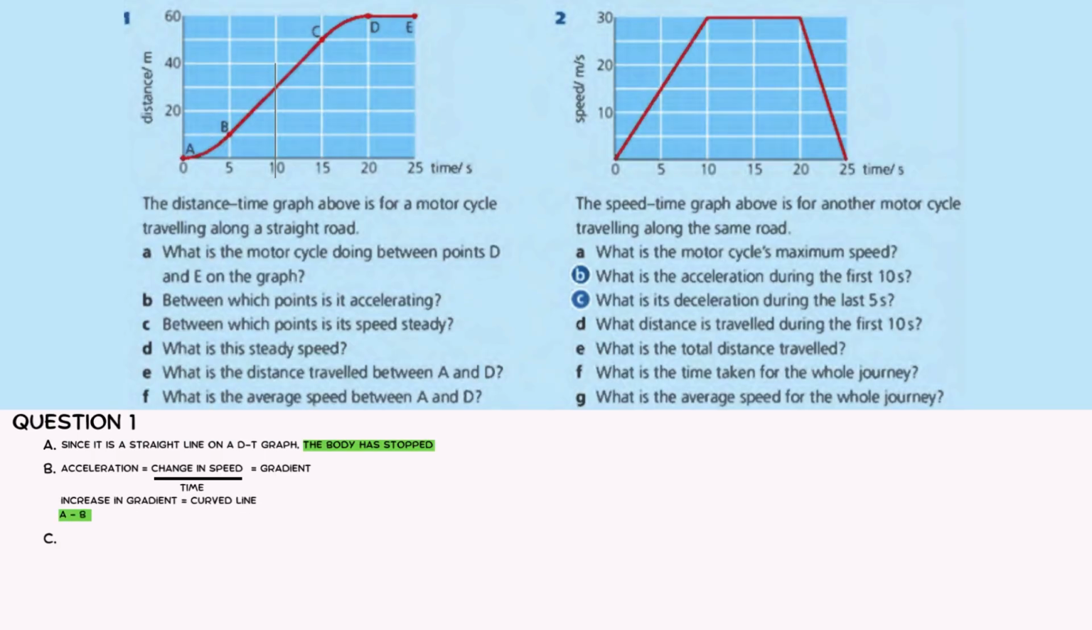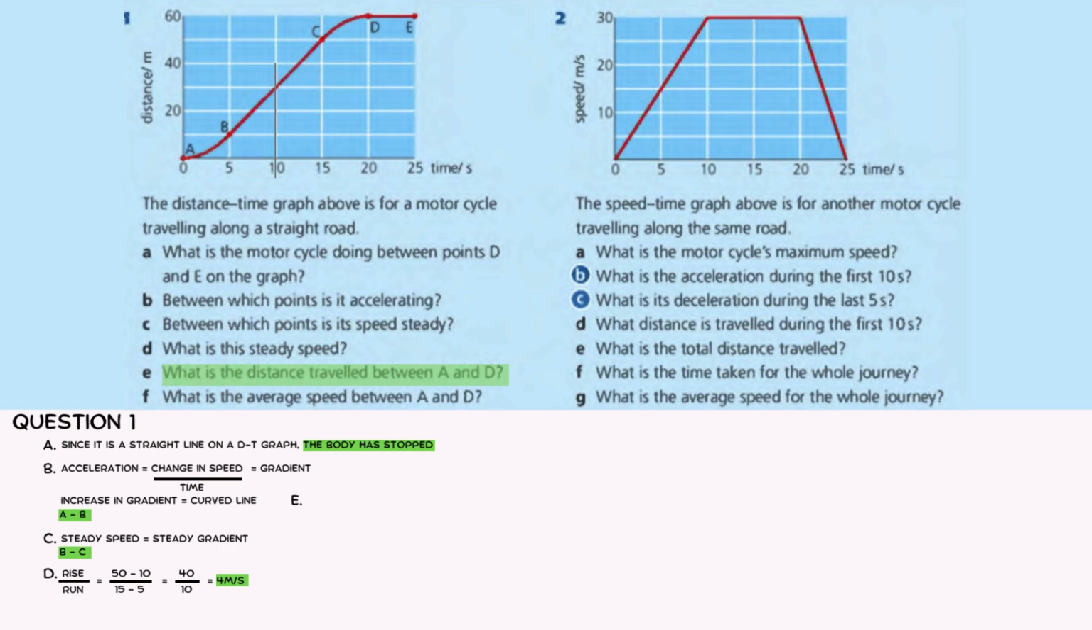Part C is asking where we find a steady speed, which is a distance over a specific period, or a constant gradient. This is between points B and C. To calculate this steady speed, we would need to use rise over run of that line, which would be 50 minus 10 over 15 minus 5, which is 40 over 10, which is 4 meters per second.